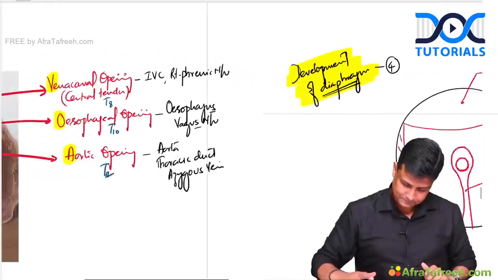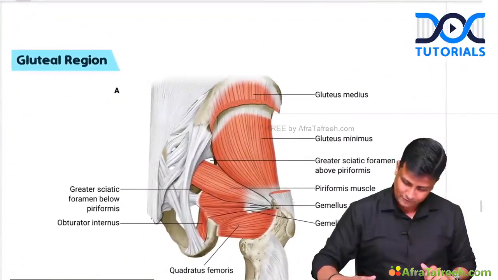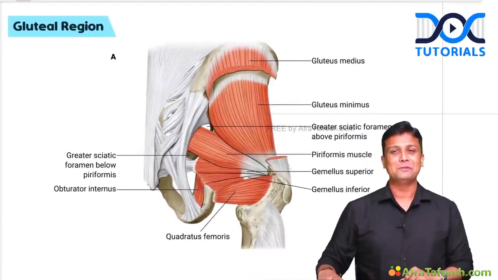Lovely. Now once you are done with this, welcome to the next concept here. I think now Jakar will be enjoying. This is Dr. Jakar's favorite region. Welcome to the gluteal region here, sir.